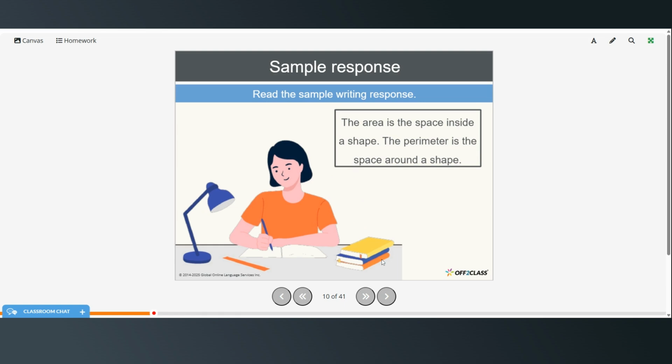And now we'll look at a sample response. The area is the space inside a shape. The perimeter is the space around a shape.